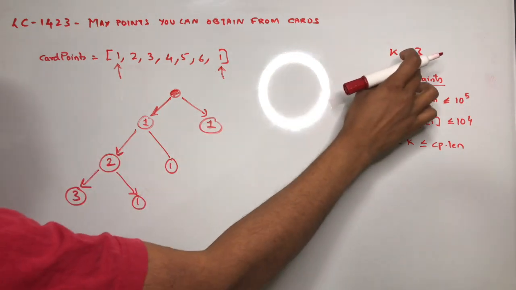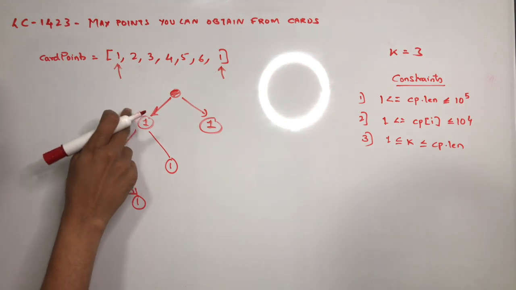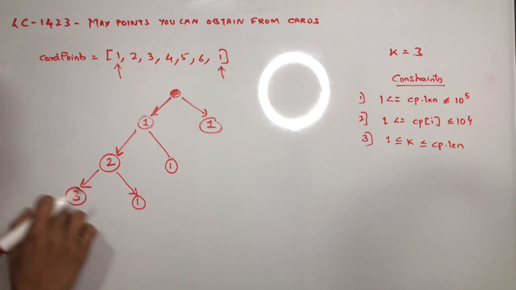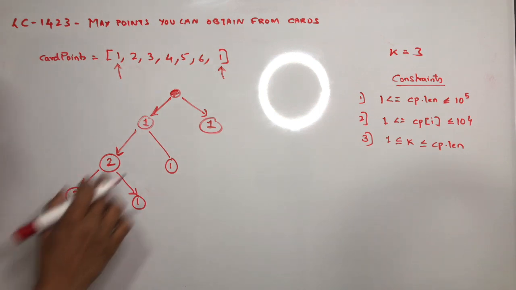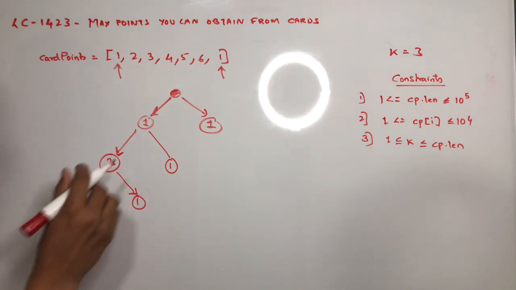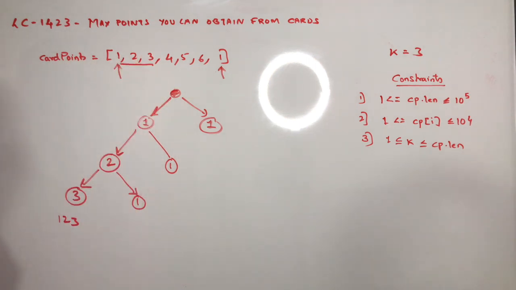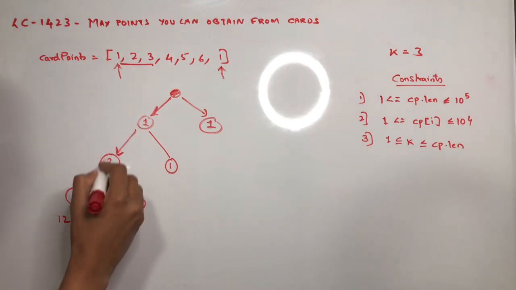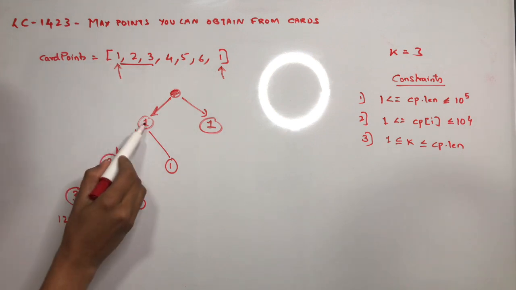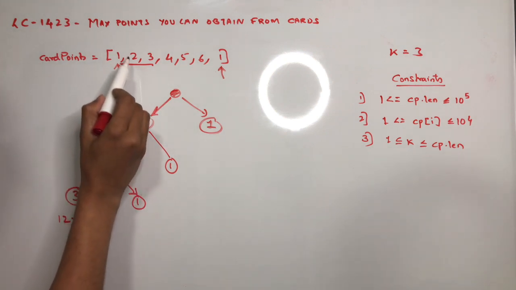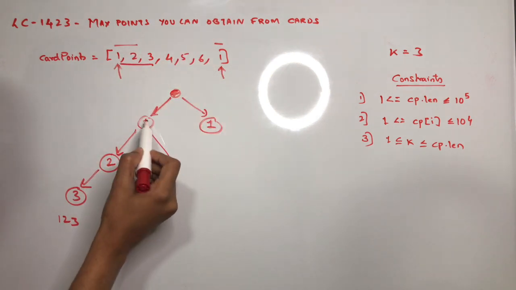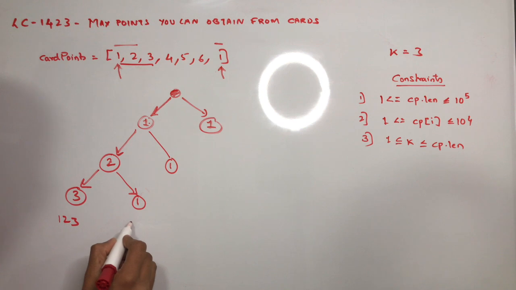And now since k is 3, we have already picked 3 numbers here, 1, 2 and 3. So we have to stop. We cannot go any further. So 1, 2, 3 is one possibility that you can pick. Now if you look at another possibility, you can also pick 1, 2 and 1, which is 1, 2 here, and the 1 on the rightmost side, which signifies this path, 1, 2 and 1. I'll just write it here.